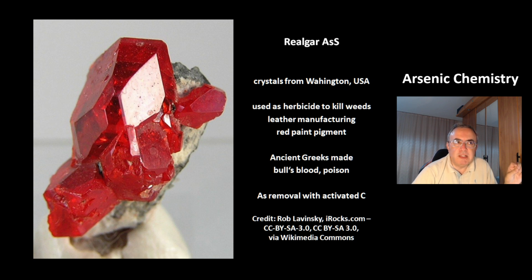This is a picture of realgar, which is arsenic sulfide. These are crystals from Washington, USA. This compound can be used as a herbicide to kill weeds, in leather manufacturing, and as a red paint pigment. Ancient Greeks made fool's blood, which was a poison, out of this compound realgar. And arsenic can be removed with activated carbon.